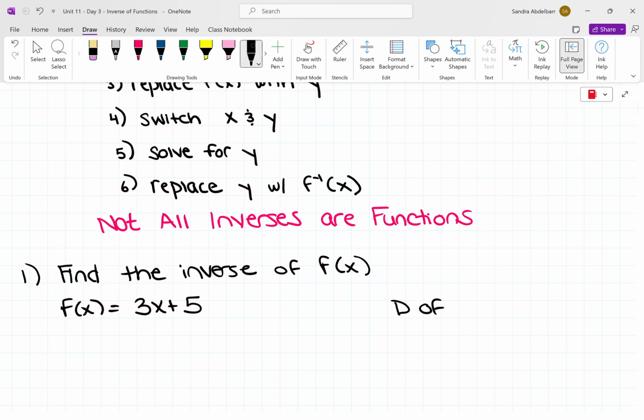Because this is a linear equation, what's the domain? All real numbers. You got it. Because it's a line, our domain is all real numbers. Because it's a line, what is my range? Also, all real numbers. I wrote the infinities.